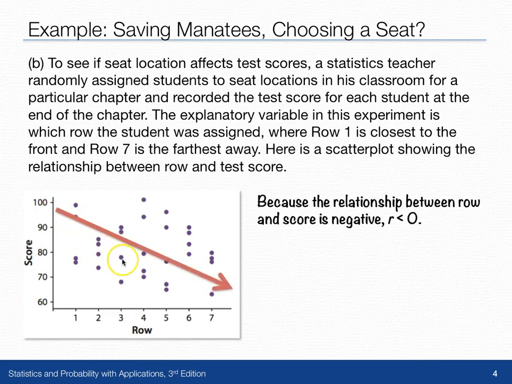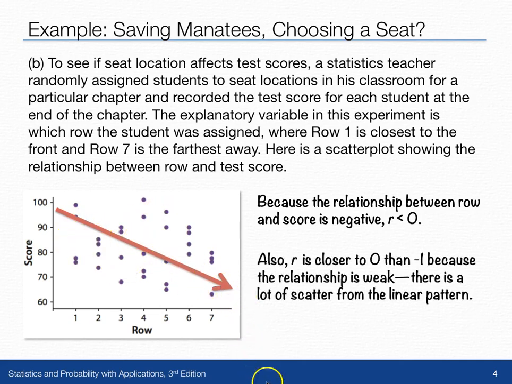Here's a scatter plot showing the relationship between the row and the subsequent test score. Now in this case, the points form a slight downward trend. So because the relationship between row and score is slightly negative, we'll say that R is less than 0. Unlike the previous example, notice the points here are very scattered about the line. They're not really tightly packed around it. So we'll say that R is closer to 0 than negative 1 because this relationship is weak. There is a lot of scatter from the linear pattern.